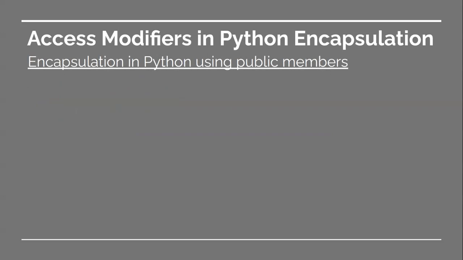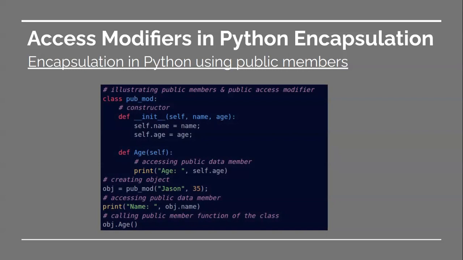Now let's check out how we can implement encapsulation in Python using public methods. Evidently, from the code snippet, you can make out that we declared two variables and two methods of the class pubmod. We were able to access the variables and methods wherever we wanted with ease, as the access modifier for them was public, which means they should be accessible everywhere.